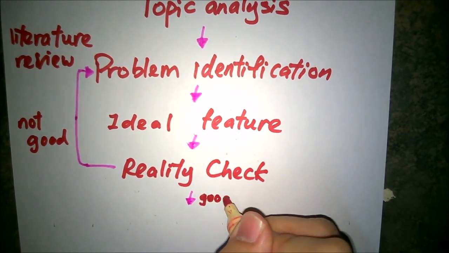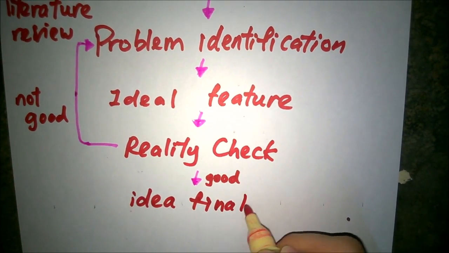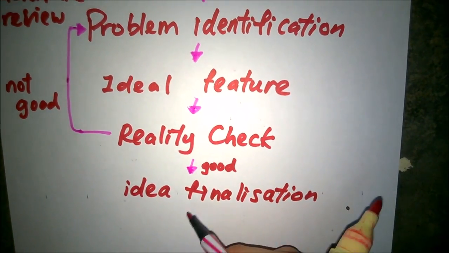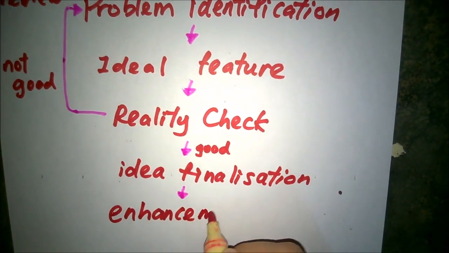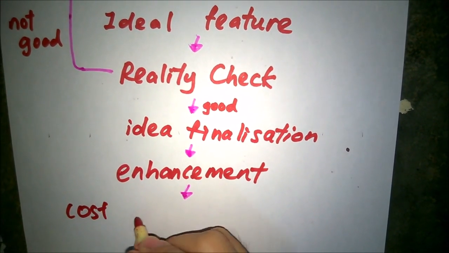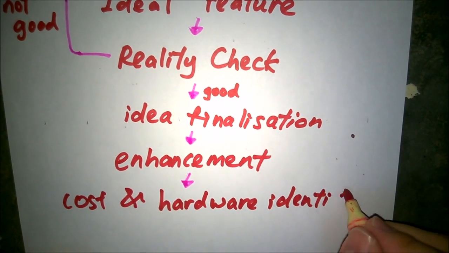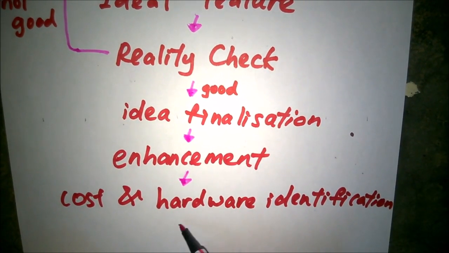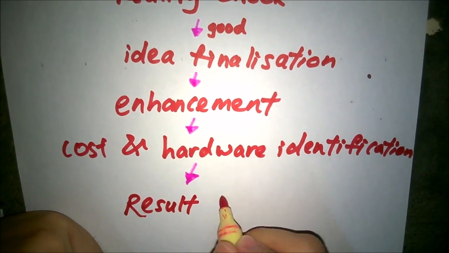If everything is good to go, then we proceed to the next step, which is idea finalization. Here, we finalize what we want to do and finalize the features for our product. The next would be enhancement, where we go through again what our product can do and see if there is any possibility to improve and to make our product more advanced.